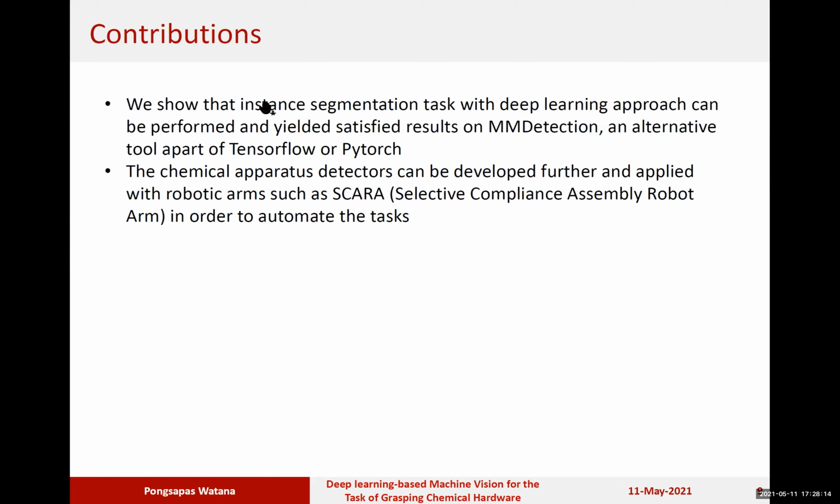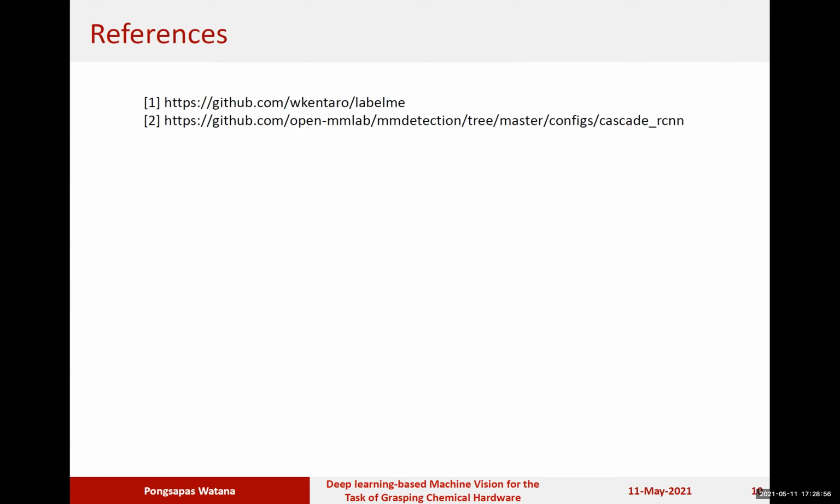But we proved that this instance segmentation task with a deep learning approach could be performed and yield satisfying results with MMDetection, an alternative to part of TensorFlow or PyTorch. And moreover, this task, the chemical apparatus detectors, can be developed further and applied with robotic arms, like a SCARA, in order to automate the task. And this is my work.